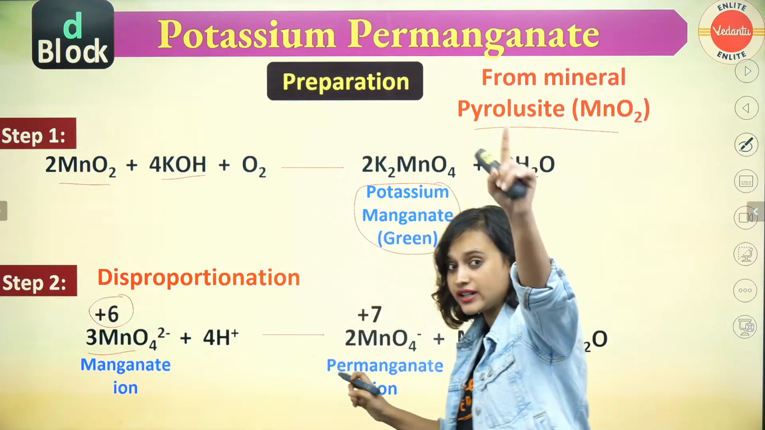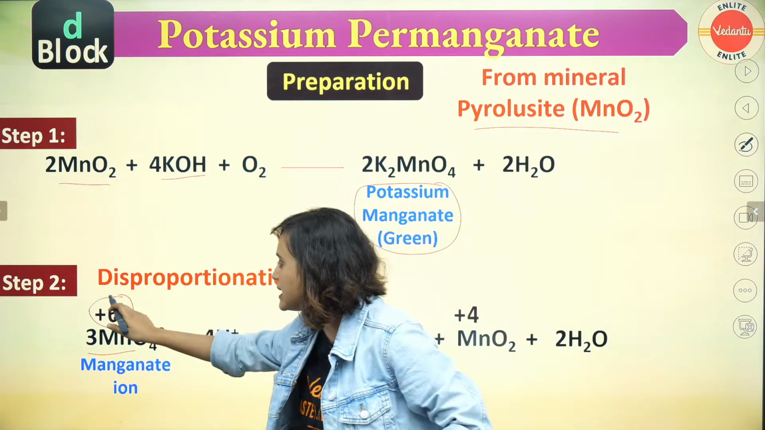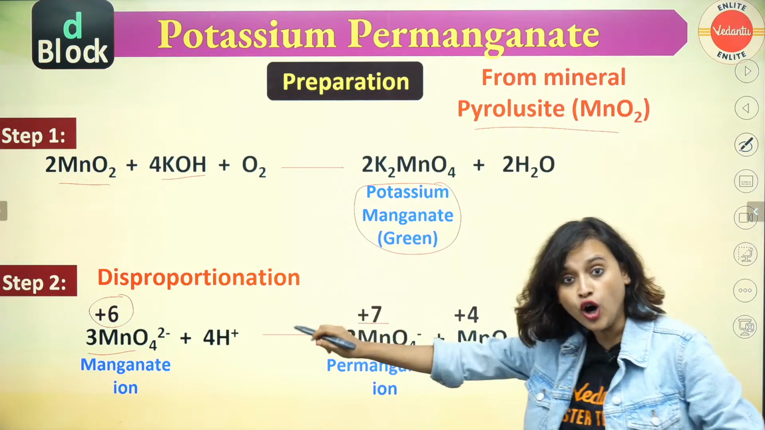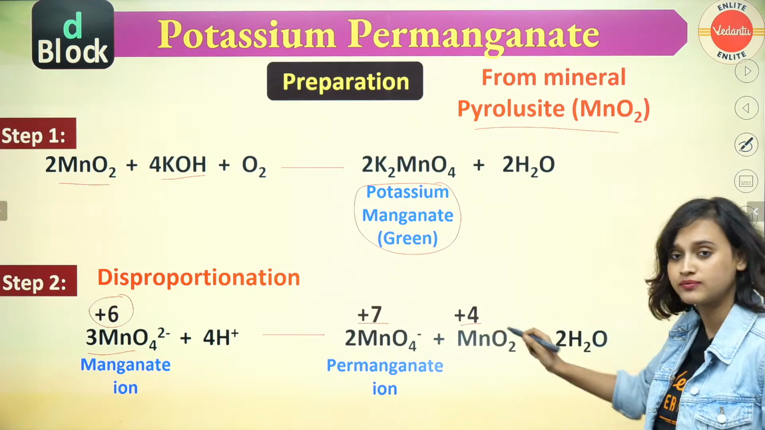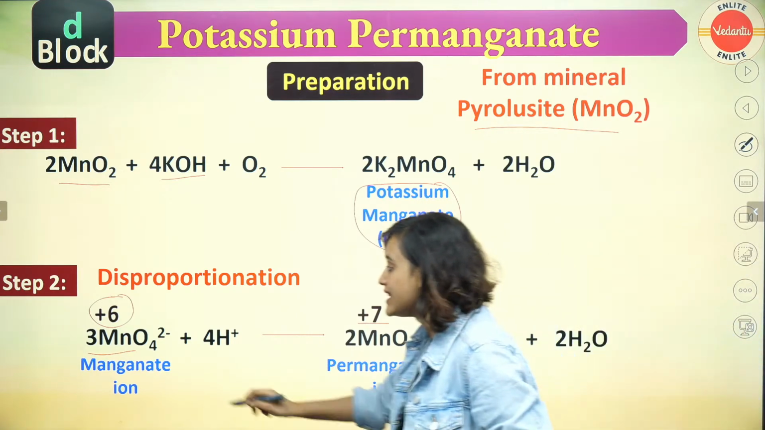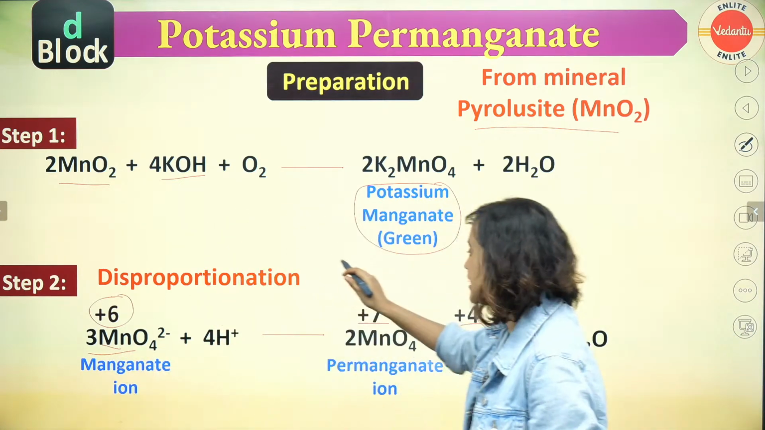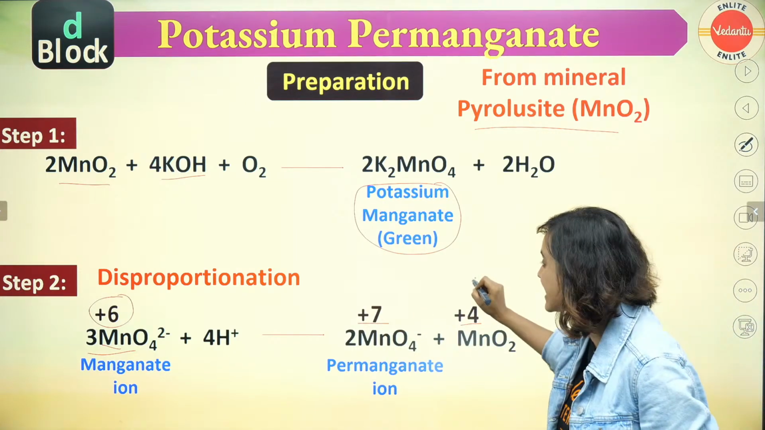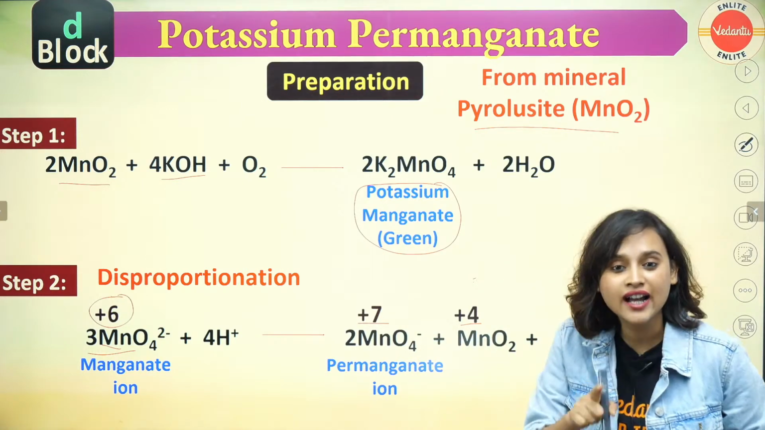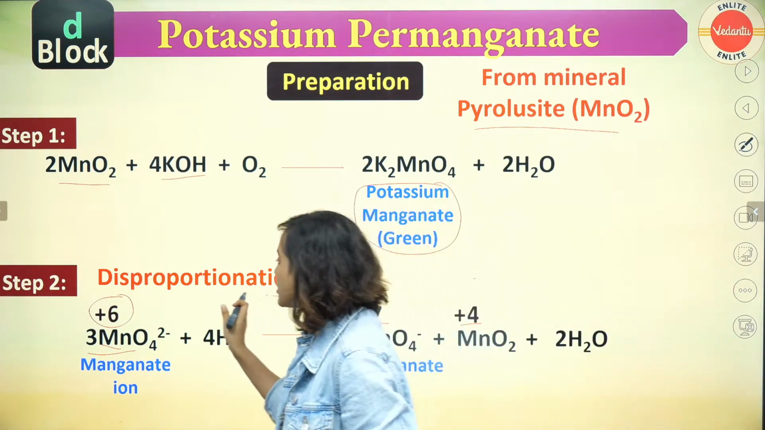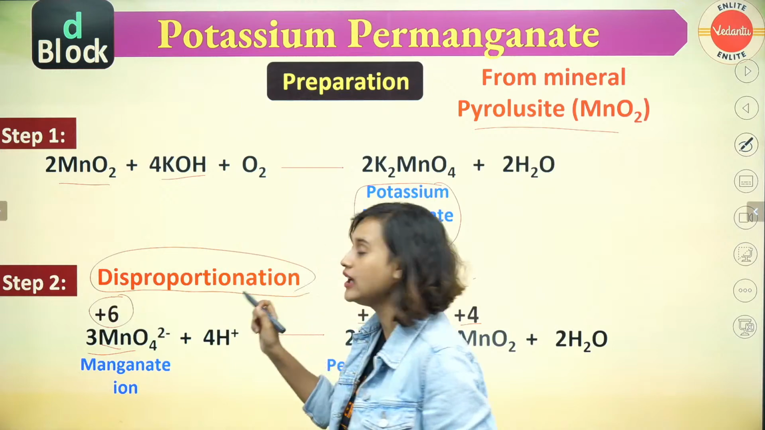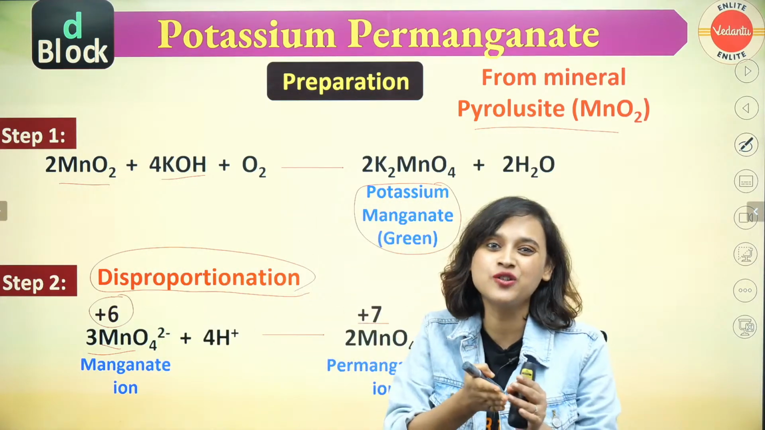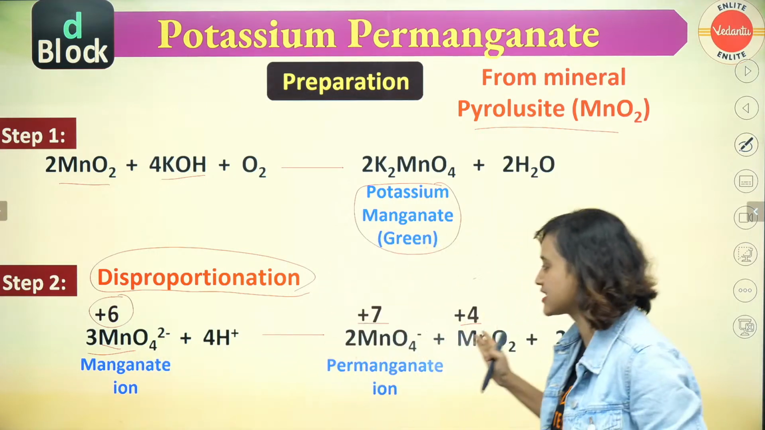Now, see, something very interesting is going to happen. From +6, you will see that right here, the oxidation state changes to +7. Also, it gets reduced to +4. One single metal is changing its oxidation state to +7 as well as +4. Do you know what this kind of reaction is called? This kind of reaction is called a disproportionation reaction, okay? What happens? The same element gets oxidized as well as reduced in the same reaction.